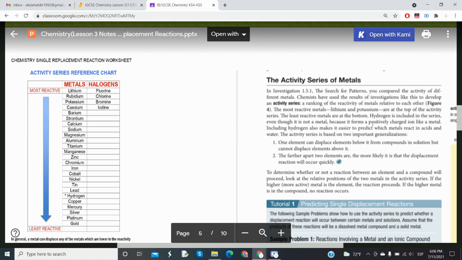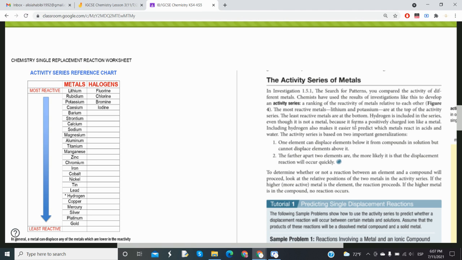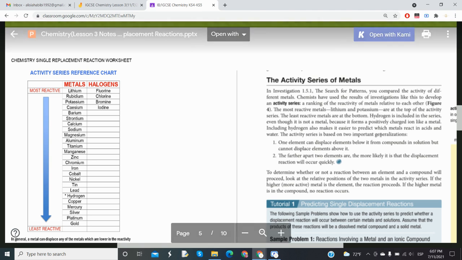And hydrogen is also included in the series, even though it is not a metal, because it forms a positively charged ion like a metal. Anything that hydrogen is more reactive than would basically mean that there wouldn't be any reaction, with metals such as copper, mercury, silver, platinum, and gold. So again, hydrogen is included in the series, and it's not a metal, but it forms ions just like metals. Including hydrogen also makes it easier to predict which metals react in acids and in water.